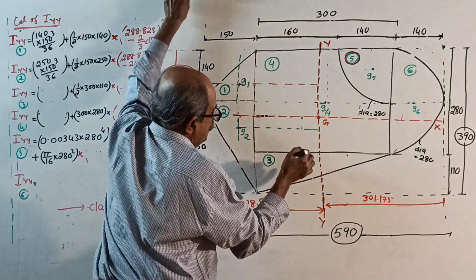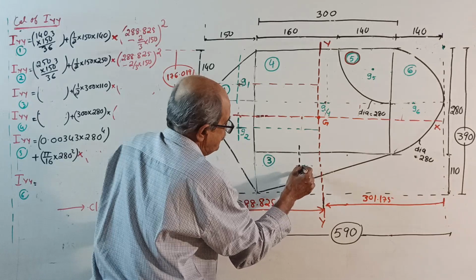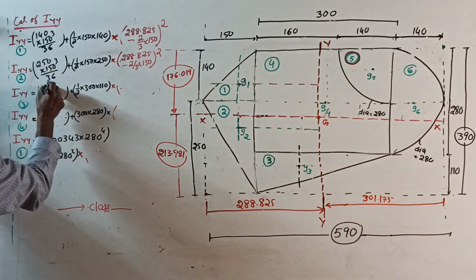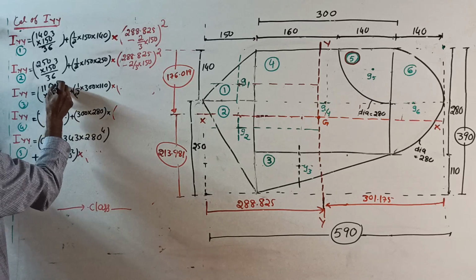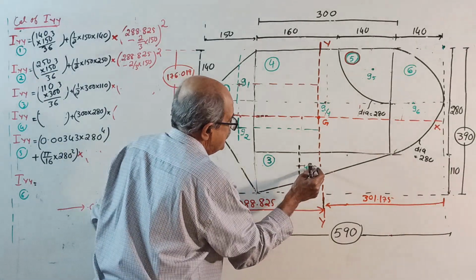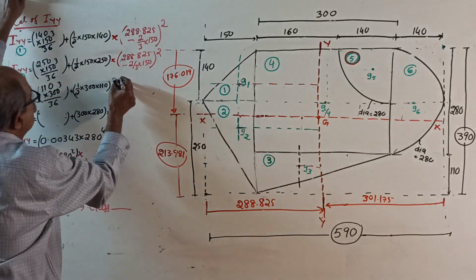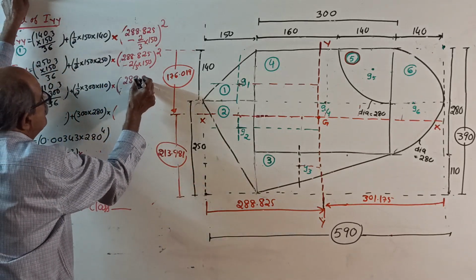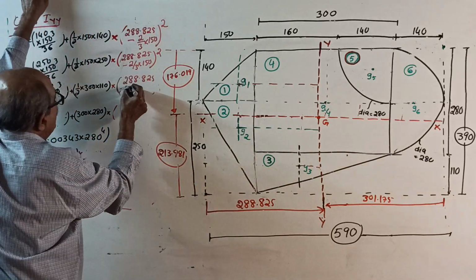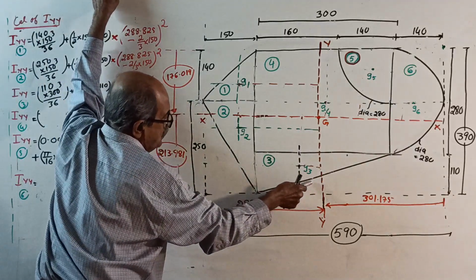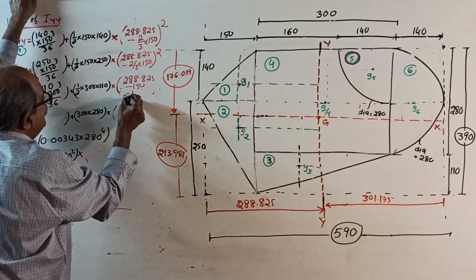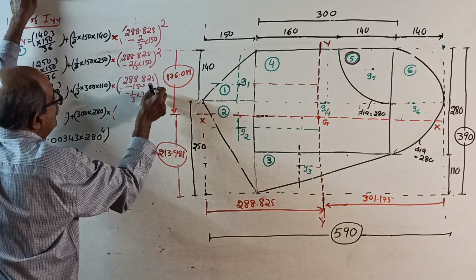Third, I about its own centroidal axis. See this axis: 110 into 300 cube by 36. Space problem. Plus area into this distance squared is 288.825 minus 150, which will give you from here to here. Then again minus this distance, which is 1/3 of 300, minus 1/3 of 300 whole square.